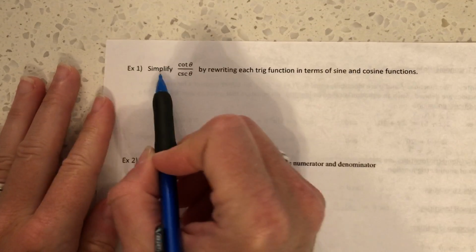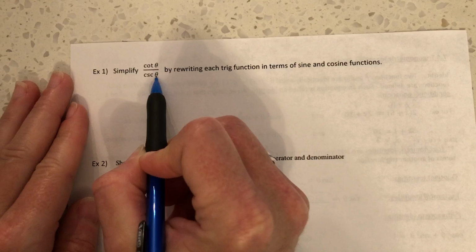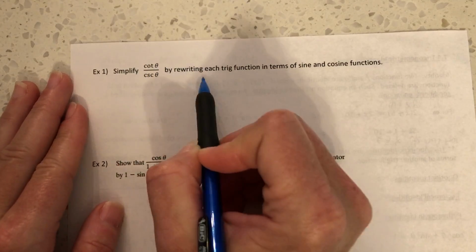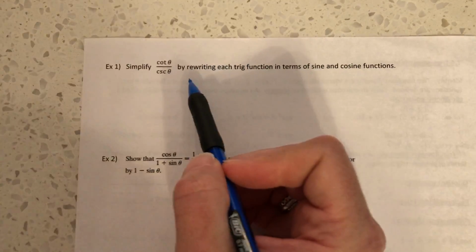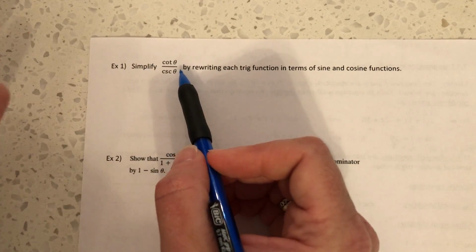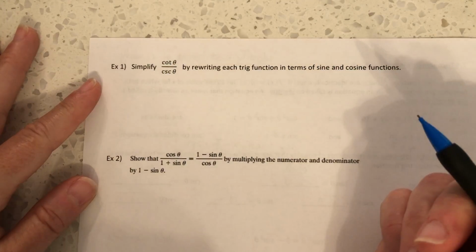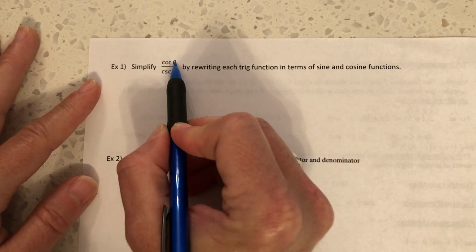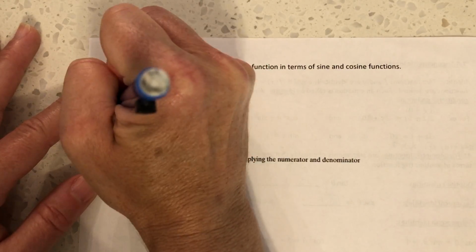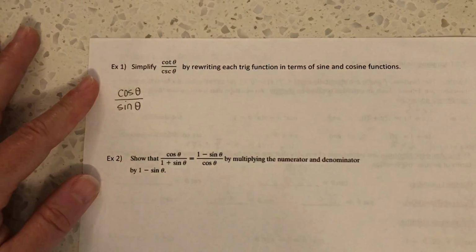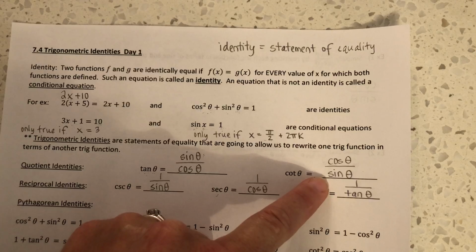So it says in this example, simplify cotangent theta divided by cosecant theta. We want to simplify this expression by rewriting each trig function in terms of sines and cosine functions. So we want to try and get this to be an easier function to work with. So we're going to simplify it by rewriting everything in terms of sines and cosines, right? So cotangent theta can be rewritten as cosine theta divided by sine theta, because that's the definition of the cotangent function. It is the cosine divided by the sine.